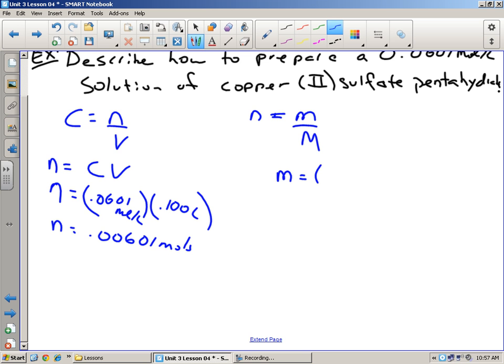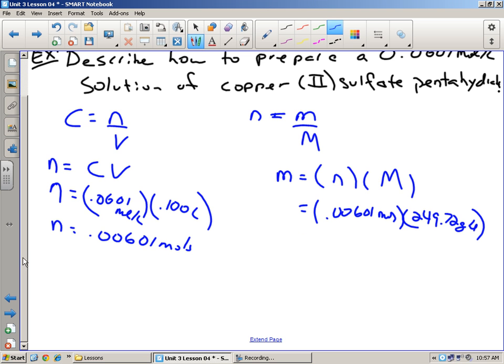There. If I want to figure out the mass, how am I going to actually make this solution? I'm going to take n times big M, and like I said, I already have 0.00601 moles. And the molar mass is what? 249.72? Is that right? I think so. Grams per mole. Because I multiplied by 0.1. When I multiply those two out, I believe it's about 1.50 grams. Okay? Yes? Good?